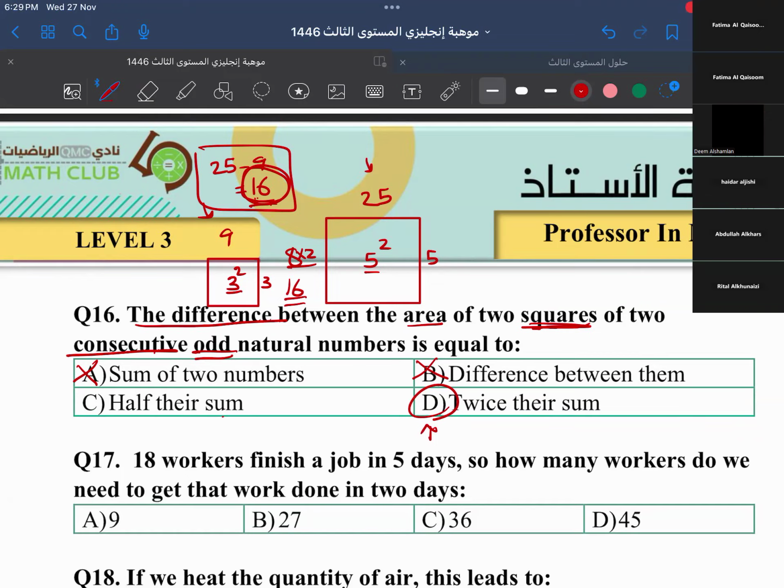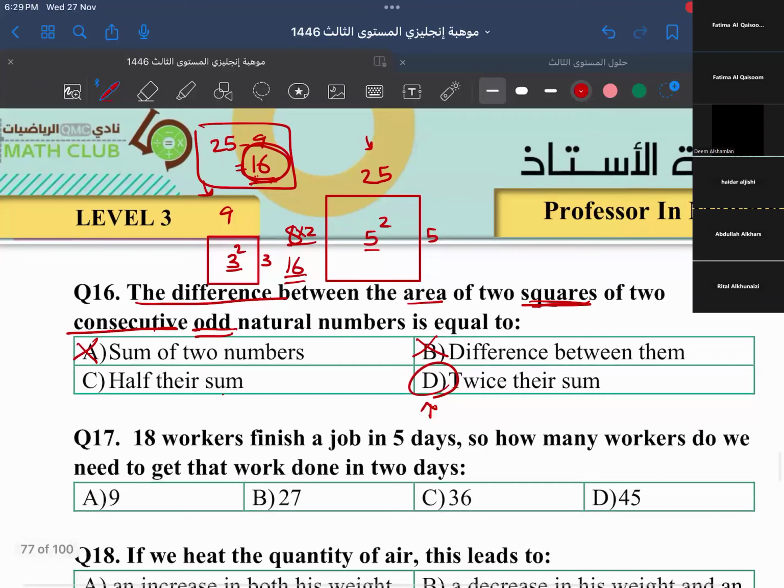So how did we do this question? Basically, when you try to visualize the question, when you put an example for yourself, it's going to be much easier to solve the question. Okay, so is that clear? Is this question clear? Yeah. Okay.